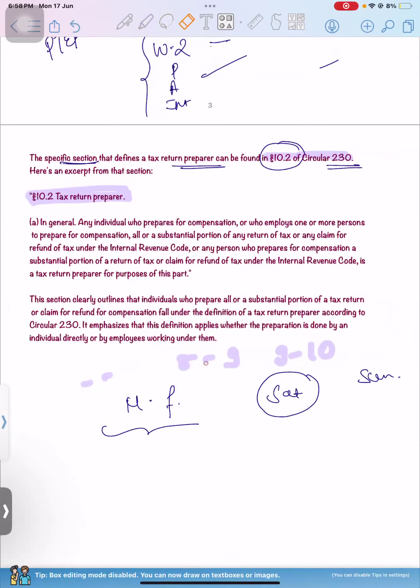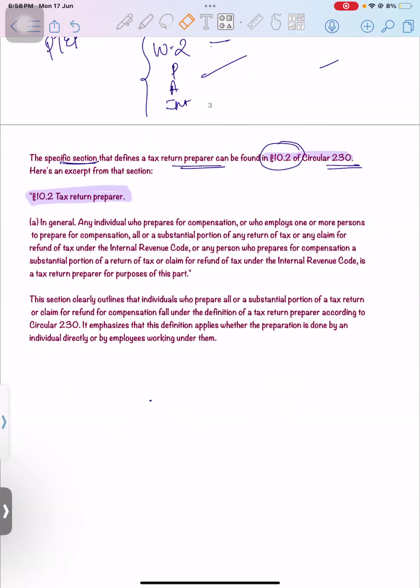So the last one is whatever is necessary, only that thing I have put here, not the whole circular. The whole circular is, I think, 45 to 50 pages. Not the whole circular is important.